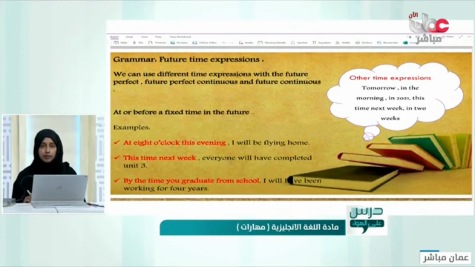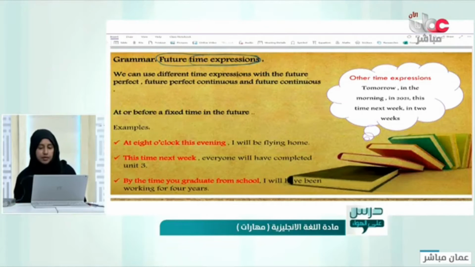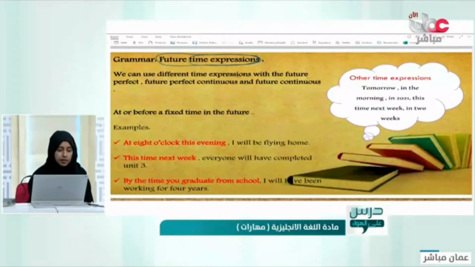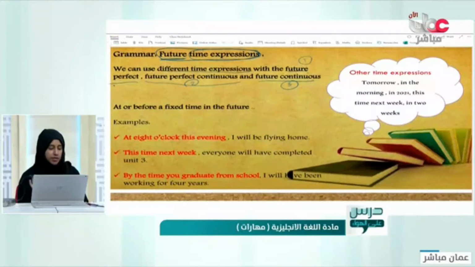Okay, so here we have grammar. We are shifting to grammar, future time expressions. As you see here, we have something related to the future. What is it? Time expressions. We have different time expressions. Okay, you had it before. So first, where can we use time expressions? Here in future tense. How many tenses will we have today? We can use different time expressions with what? The first one, future perfect. The second one, future perfect continuous. And the third one, future continuous. Here we have three examples for you: one about future perfect, one about future perfect continuous, and one about future continuous.